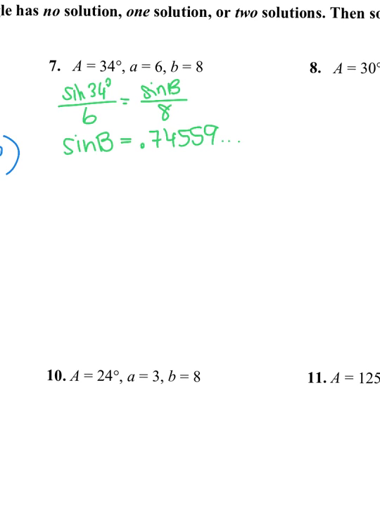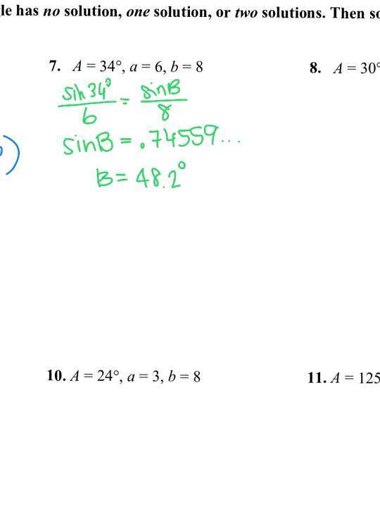Now, in order to find the solutions, what we need to do is we need to first find out what are the possibilities for angle B at this point. So if you do inverse sine on both sides, and so we're going to do inverse sine of 0.74559, we get angle B is 48.2 degrees. Now, your calculator gives you this angle, and this is actually the reference angle.